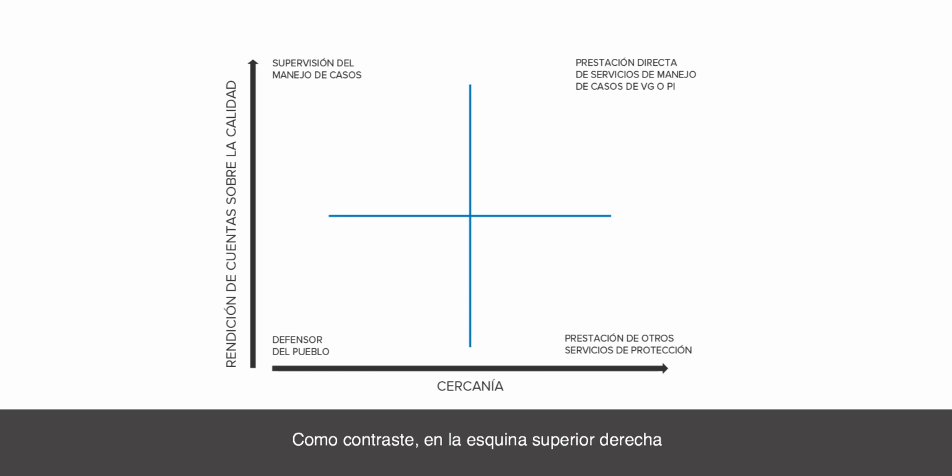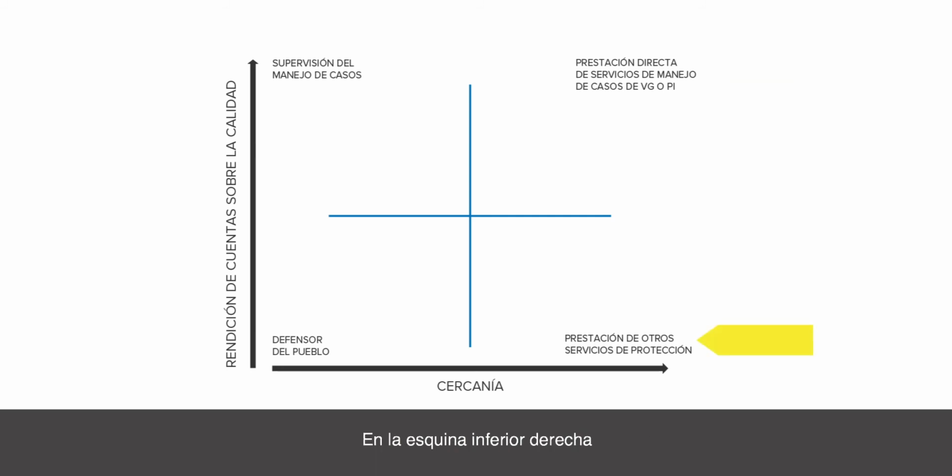Whereas if you were to look at the upper right-hand corner, this is the top of the accountability and of the proximity. So what we're seeing here is that you are doing that direct service provision, directly engaging with a survivor or a child, and at the same time that has a huge amount of accountability in terms of ensuring that the quality of that service is high.